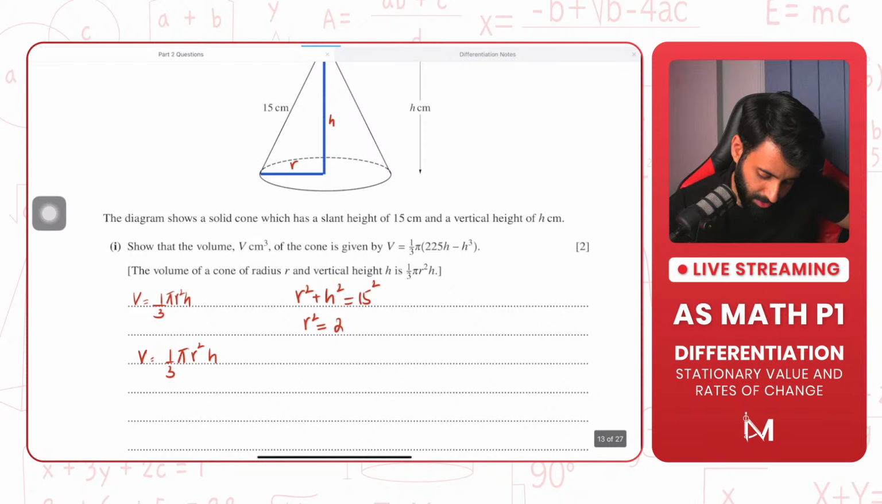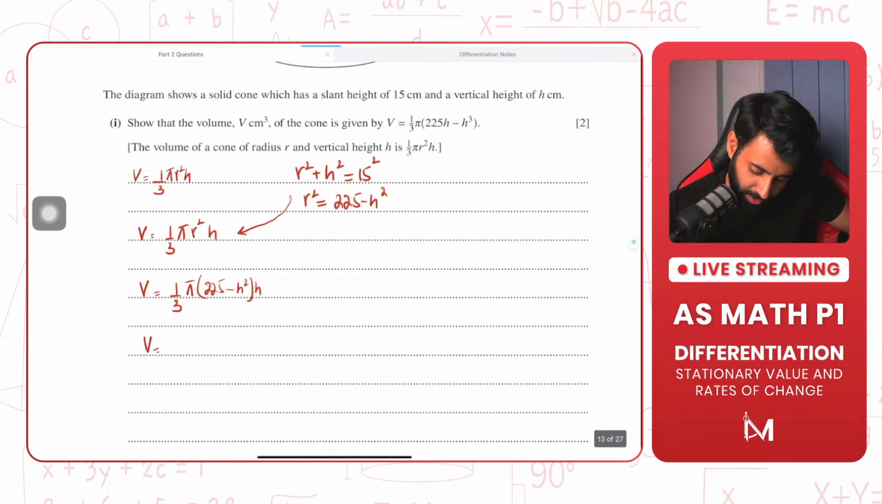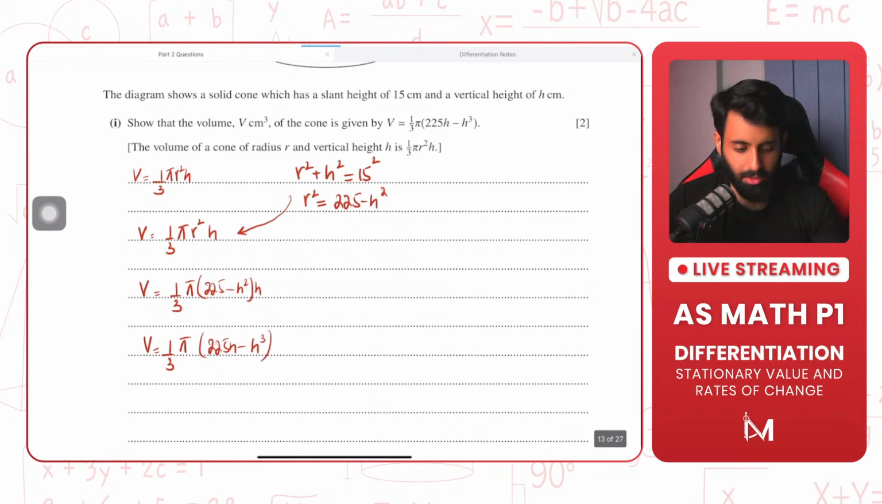R square is equal to 225 minus h square, because now I can easily replace r square with 225 minus h square. So V is equal to 1 upon 3 pi, 225 minus h square, into h, and then when I expand, actually, not simplify, this is what we get: 225h minus h cube. And there you go. That's the answer.